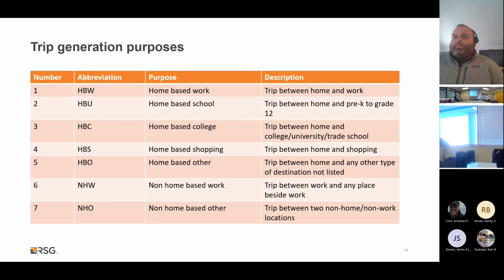So we have 7 trip purposes in the AMATS model. We have home-based work. We have home-based school, which is any trip between home and pre-K and grade 12. We have home-based college, which is any trip between home and college, university, and trade school. We have home-based shopping, home-based other, which is any trip between home and another destination that's not listed here. And we have 2 non-home-based trips. So we have non-home-based work and non-home-based other, and those are trips between work and any other place besides work or home.